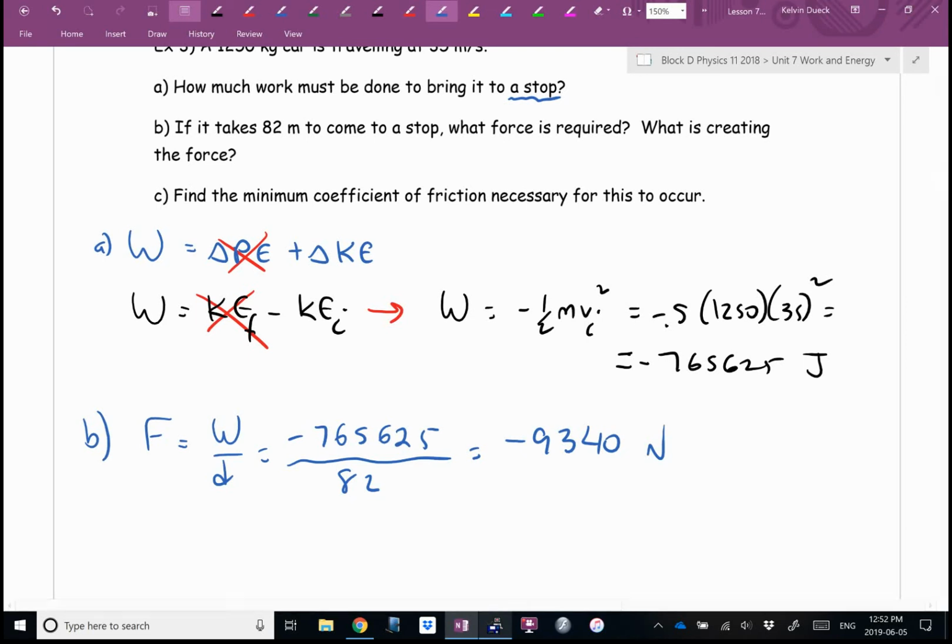Logan, what did I find in part B? The force. Yeah, which force did I find in part B? If I gave that force a name, I would say the force that brought the car to a stop is the force of what? Friction. Yeah, if you want to, you can go back in part B and put a little note. What we found was the force of friction. Logan, what's part C asking me to find? Minimum coefficient. It'd be cool if there was an equation that had the force of friction and mu in it.